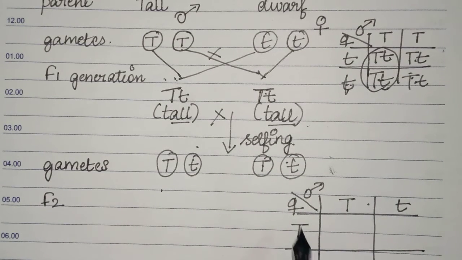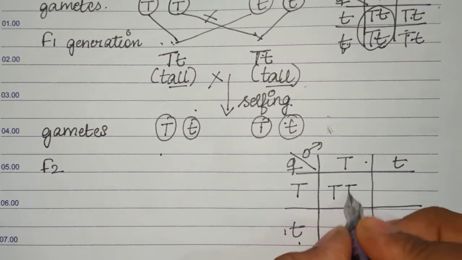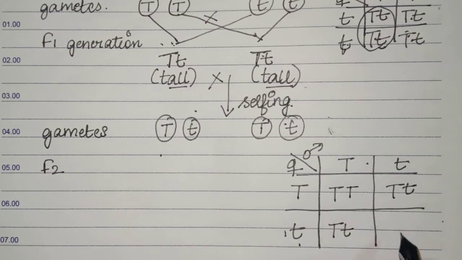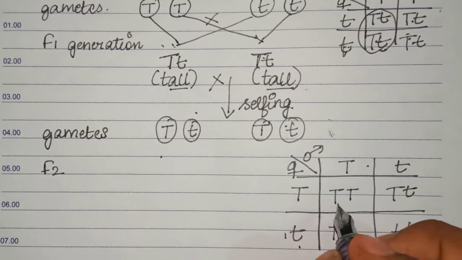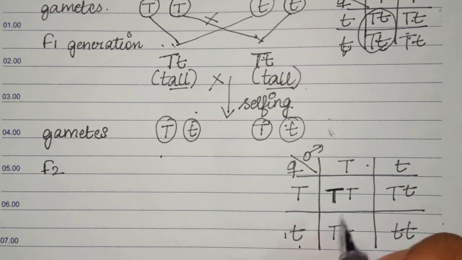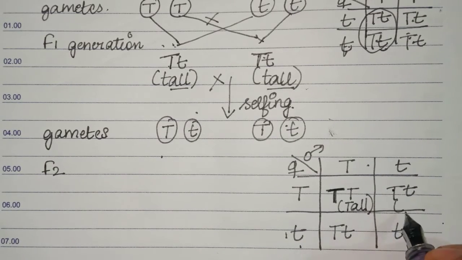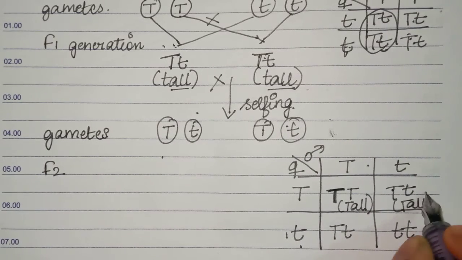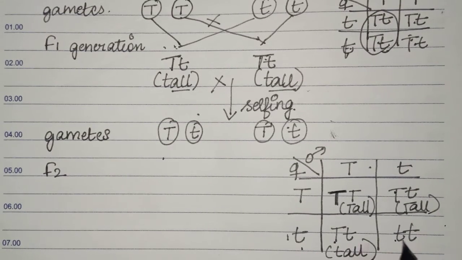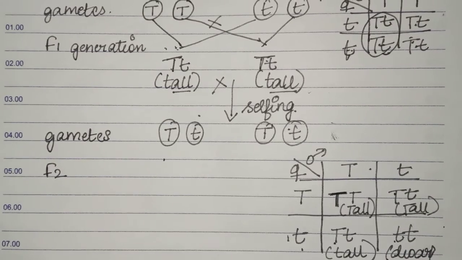This side I wrote female and this side I wrote male. Now just multiply: capital T capital T, capital T small t, capital T small t, small t small t. If there is even one capital T, you should mark it as the tall one. So this is tall. Again you have one capital T, so you write tall, and again one capital T, you write tall. You don't have any capital T, so absolutely it is small, so you write it as dwarf.